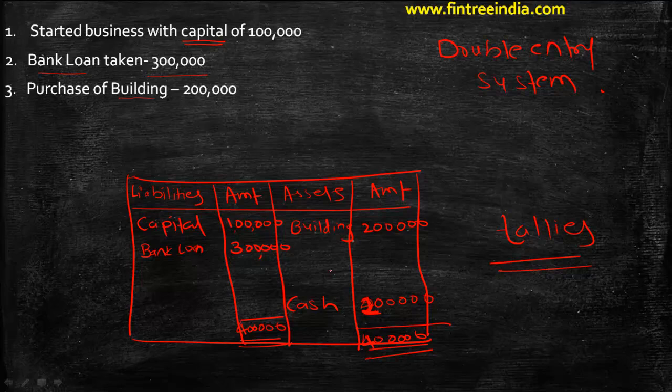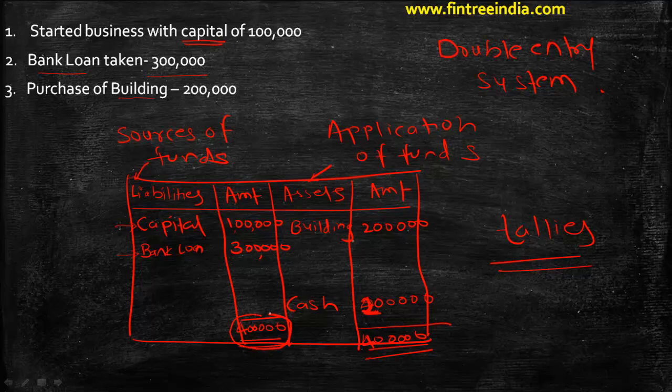From a logical point of view, these liabilities in accounting at times are also called sources of funds, and these assets in accounting are also called application of funds. Now if you see what sources this business has, the business has two sources of funds. The owners of the business have invested money into the business, which is called capital, which was 100,000. The business also took a loan from the bank, which was 300,000. That means the total sources that the business had was 400,000.